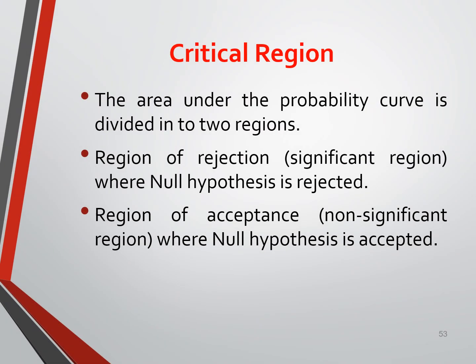Now, that is known as the critical region. So the probability curve is divided into two regions. The region of rejection, where the null hypothesis is rejected, which I showed earlier in the graph on the right and left two sides. And the region of acceptance, the shaded area, the non-significant region where the null hypothesis is accepted.